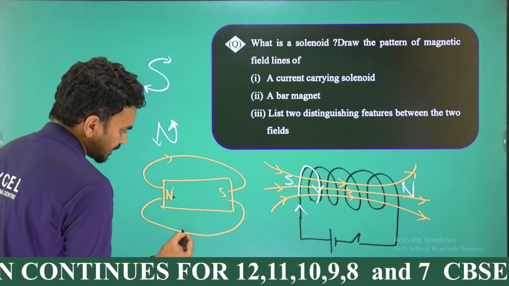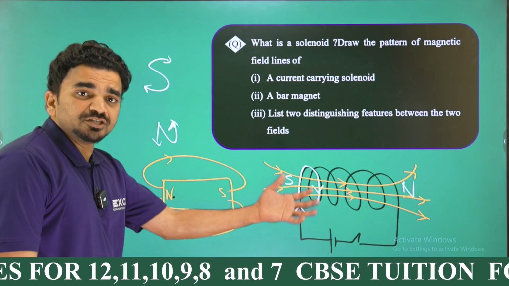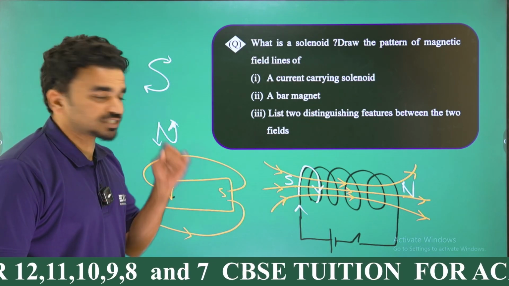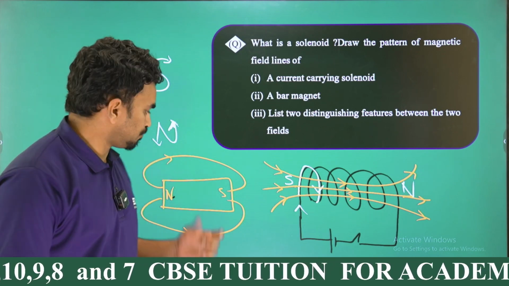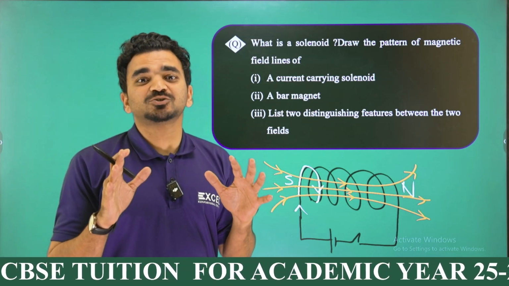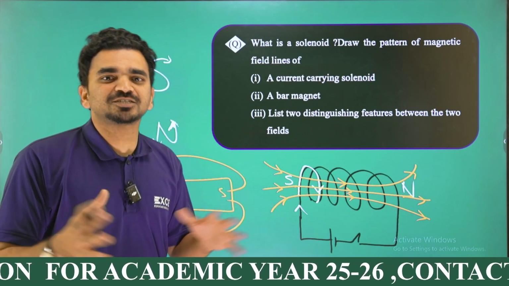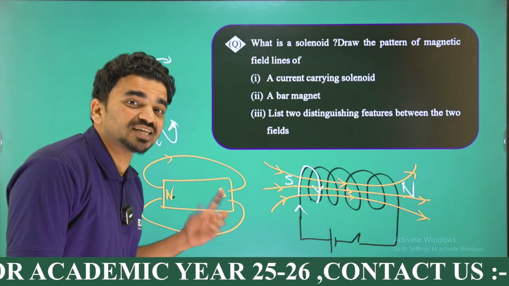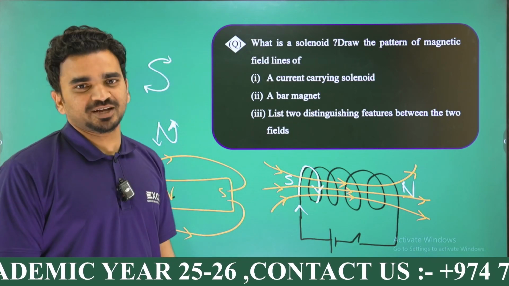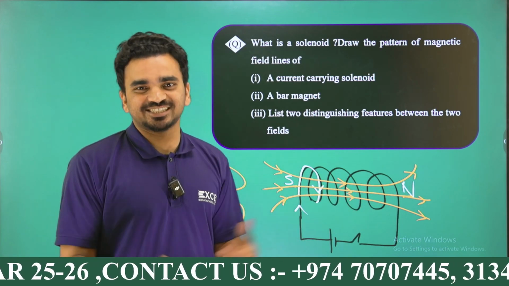Let me draw the cube diagram. It will be like this. Now, what is the difference between these two fields? Difference number one: a bar magnet has natural, permanent magnetism. You can't change the magnetism of a bar magnet. But solenoid magnetism, we can change.